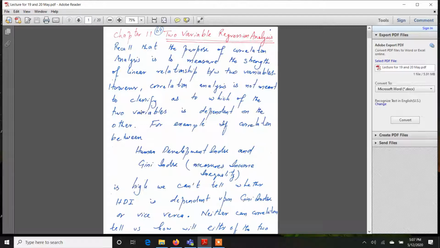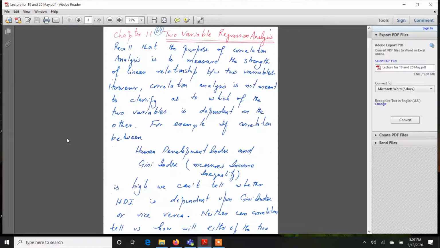Now, regression analysis is a little bit different. Not only will it tell us which variable is dependent upon the other, it will also tell us what the equation is that can be used to estimate the relationship between those two random variables.